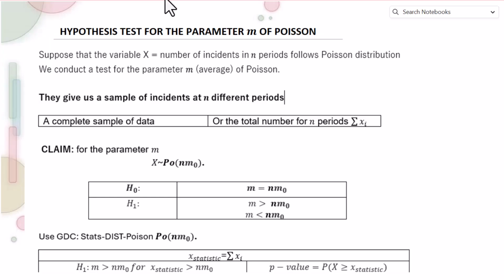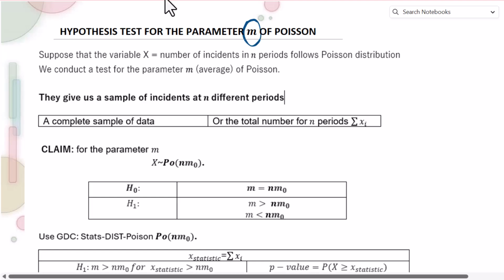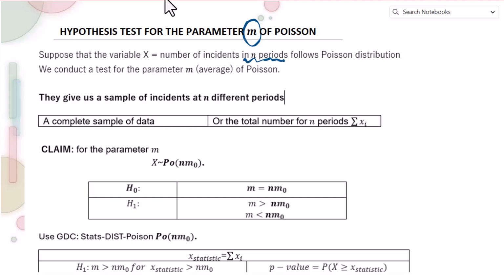This video is about a hypothesis test for the parameter M of Poisson. Suppose that the variable X equals the number of incidents in n periods and follows a Poisson distribution. We conduct a test for the parameter M of Poisson. We are given a sample of incidents at n different periods.